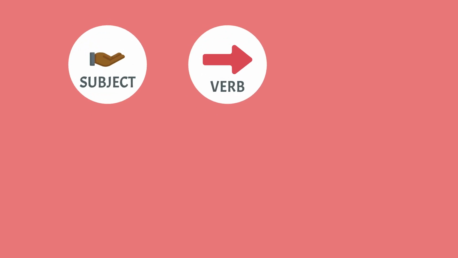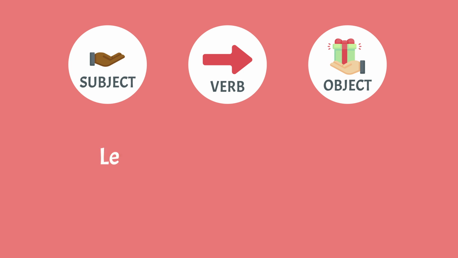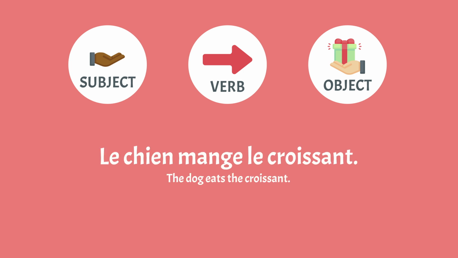The basic sentence structure of French is subject, verb, object. For example, le chien mange le croissant. The subject is the person or thing performing the action, in this case the dog. The verb is the action, in this case eats, and the object is the person or thing that receives or is impacted by the action, in this case the croissant that's being eaten.